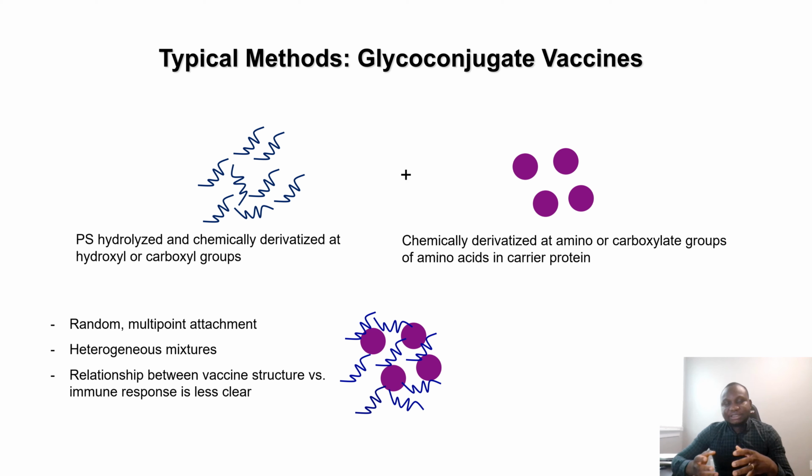Talking about how this glycoconjugate vaccine works, we have the polysaccharide that is being hydrolyzed and chemically derivatized at the carboxyl or at the hydroxyl group before being attached to a carrier protein. This creates a random multi-point of attachment to the carrier protein, and research is moving towards the production of homogeneous-based vaccine. And because we want to understand the relationship between vaccine structure and immune response, it becomes very difficult because we have a random multi-point of attachment to a carrier protein.